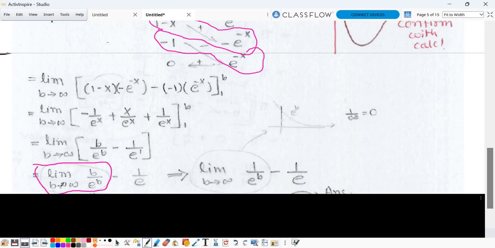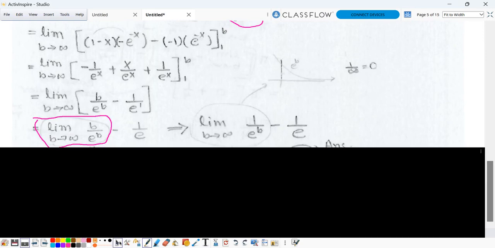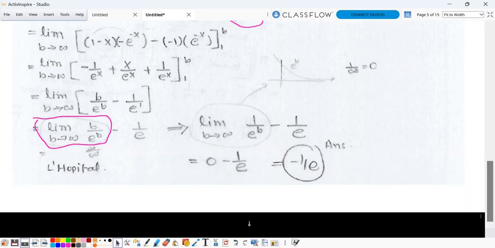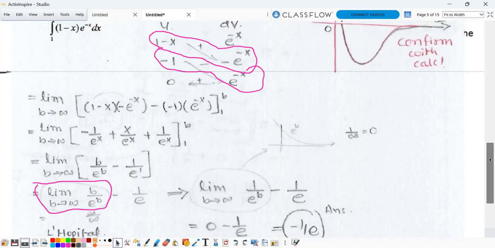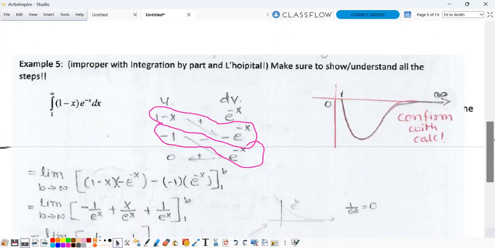If you apply b goes to infinity, that will be infinity over infinity, and you cannot say it's a 1. So here you could use your knowledge of dominance. You can say this is bottom heavy, and bottom heavy means this number becomes 0, and the final answer is negative 1 over e. This is a really, really good example. So let's take a look at these last two examples.